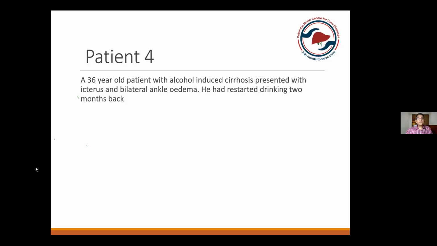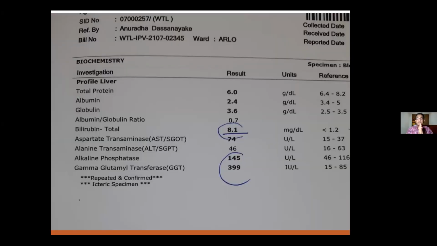So the fourth patient I am going to discuss today, a 36-year-old patient with alcohol-induced cirrhosis, presented with icterus and bilateral ankle edema. He had restarted drinking 2 months ago. An alcoholic cirrhosis patient stopped for some time and restarted drinking, presented with jaundice and ankle edema. This is his liver profile. You can go through this. I'll give you 1 minute, just to see what are the striking abnormalities in this liver profile.